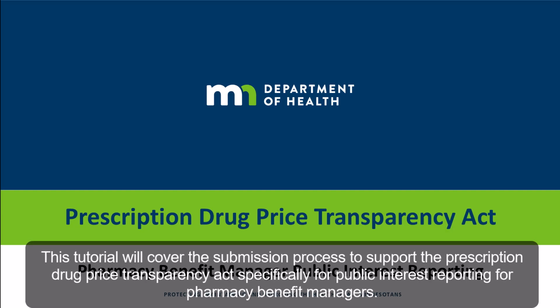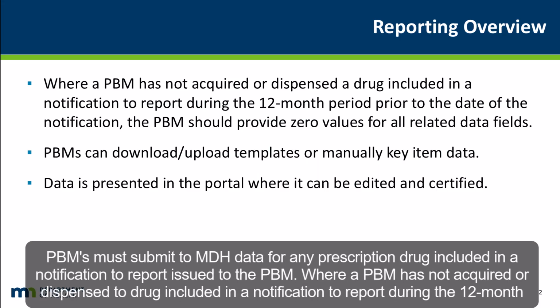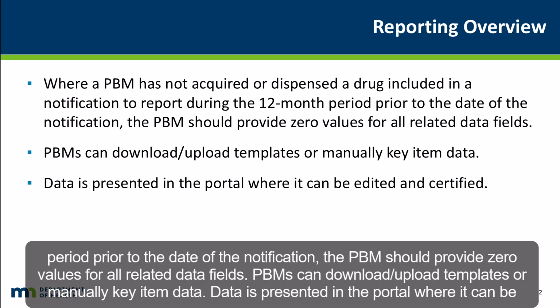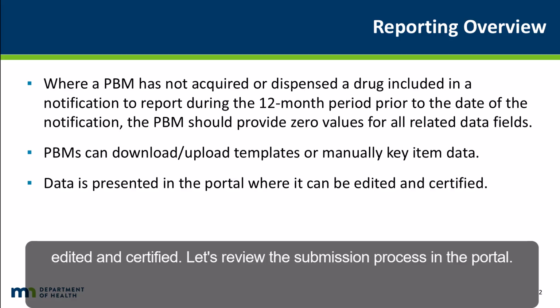This tutorial will cover the submission process to support the Prescription Drug Price Transparency Act, specifically for public interest reporting for pharmacy benefit managers. PBMs must submit to MDH data for any prescription drug included in a notification to report issued to the PBM. Where a PBM has not acquired or dispensed a drug included in a notification to report during the 12-month period prior to the date of the notification, the PBM should provide zero values for all related data fields. PBMs can download/upload templates or manually key item data. Data is presented in the portal where it can be edited and certified.